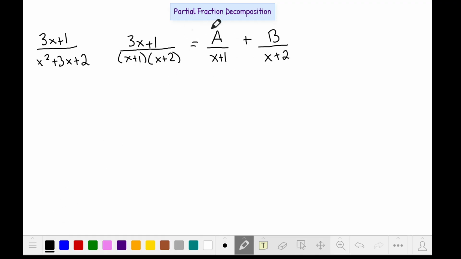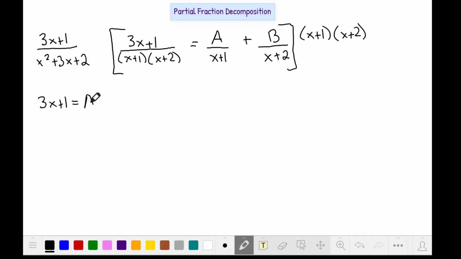So we've got our little expression here, and what we're going to do is take the whole equation and multiply both sides of the equation by x plus 1 times x plus 2. So on the left-hand side, the x plus 1 cancels out the x plus 1, the x plus 2 cancels out the x plus 2, so we're going to have 3x plus 1. On the right-hand side, we see that a is being divided by x plus 1 and then multiplied by x plus 1. So those x plus 1s are going to cancel, and we're going to be left with a times x plus 2.